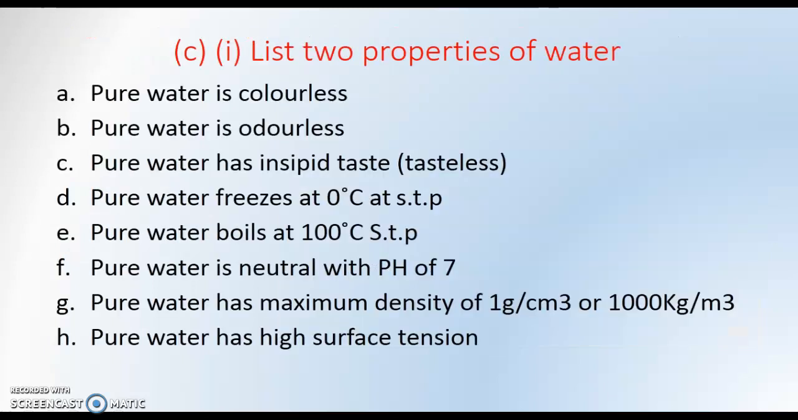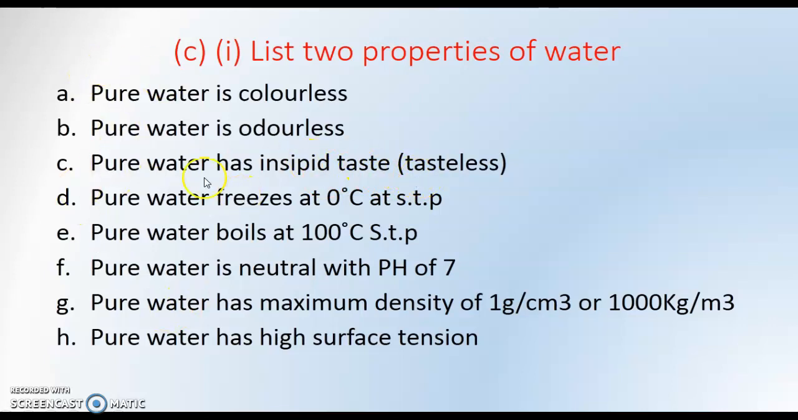Then you have C(i), list 2 properties of water. Here, you have just been given an open-ended question. We have physical properties and we have chemical properties. But here, you are just asked to mention any of these 2 properties. So here you have the properties: colorless, odorless, insipid taste. Insipid means it is tasteless.